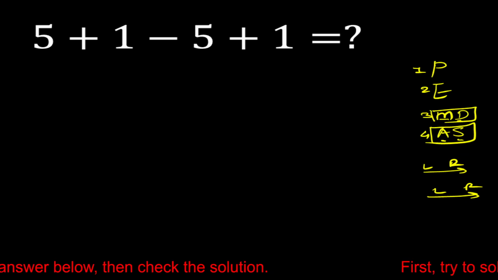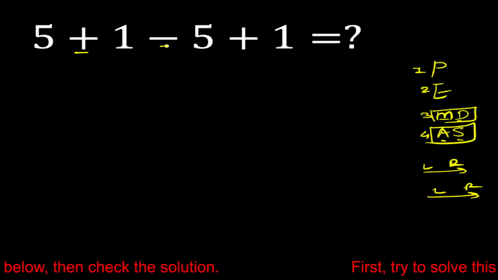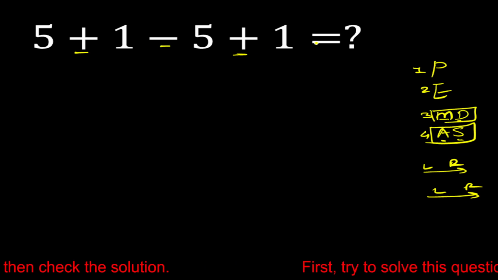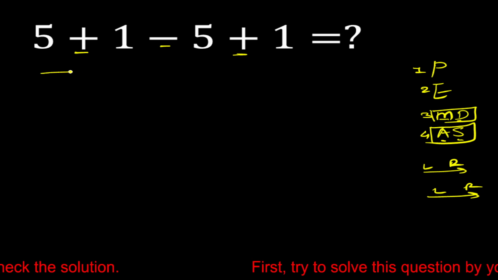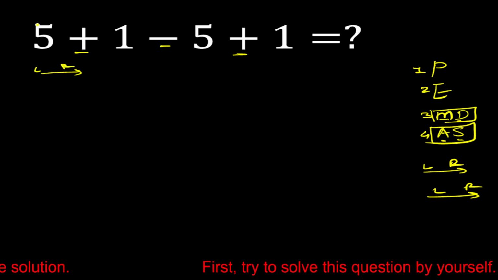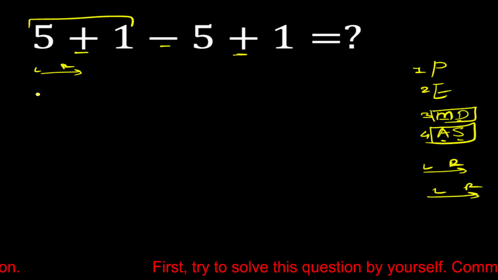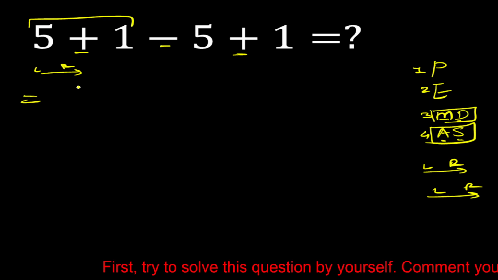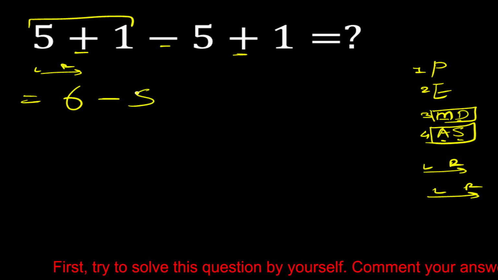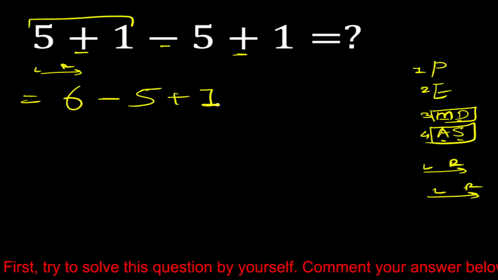Okay. So in this question, we have one addition, one subtraction, and one another addition. So all have equal priority, so we have to solve it from left to right. So first we have to solve this addition. Okay. So is equal to 5 plus 1 is equal to 6 minus 5 plus 1.